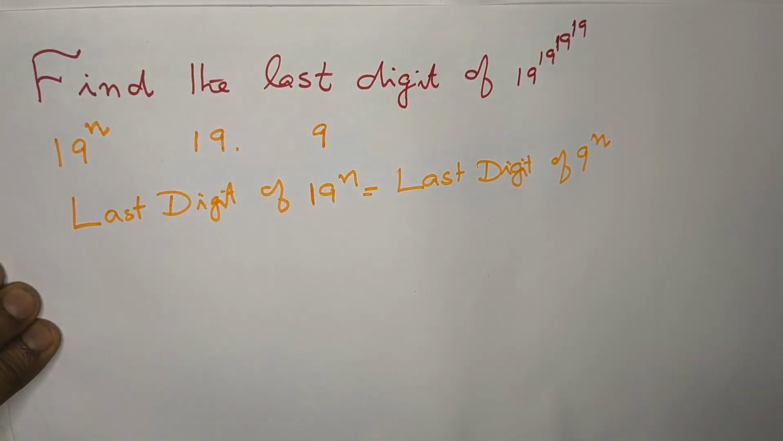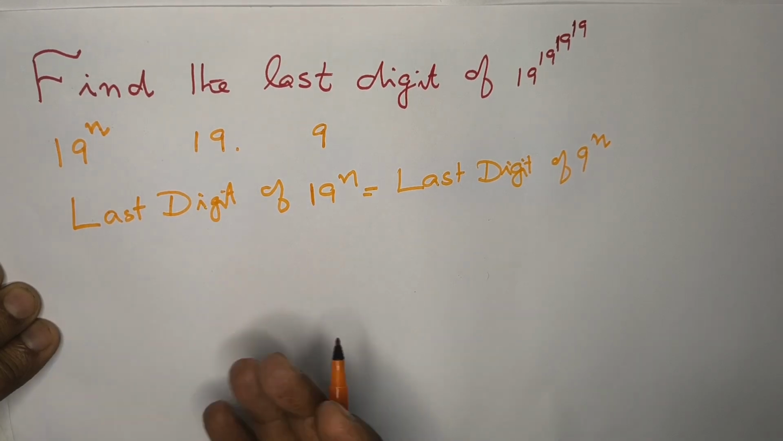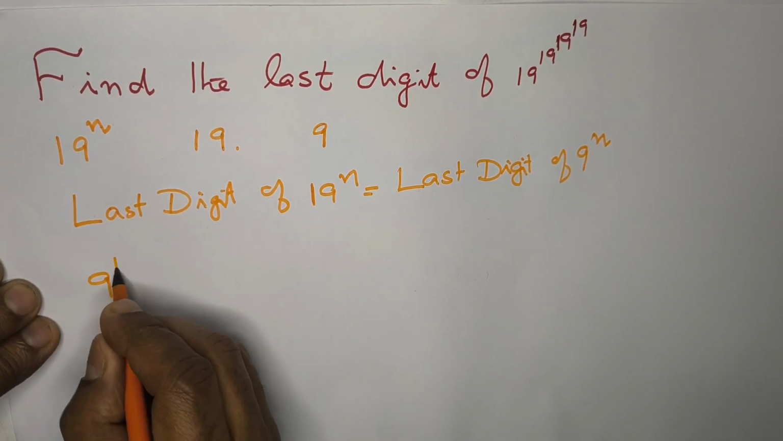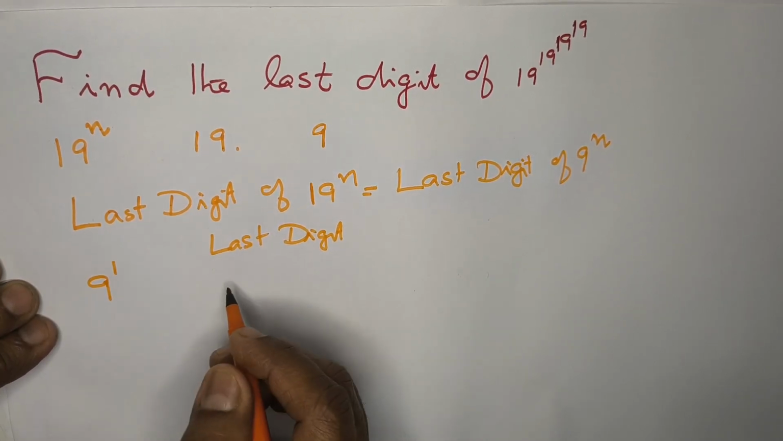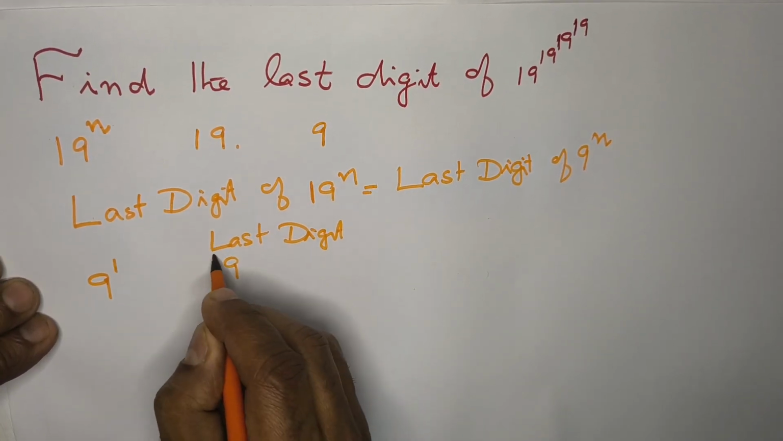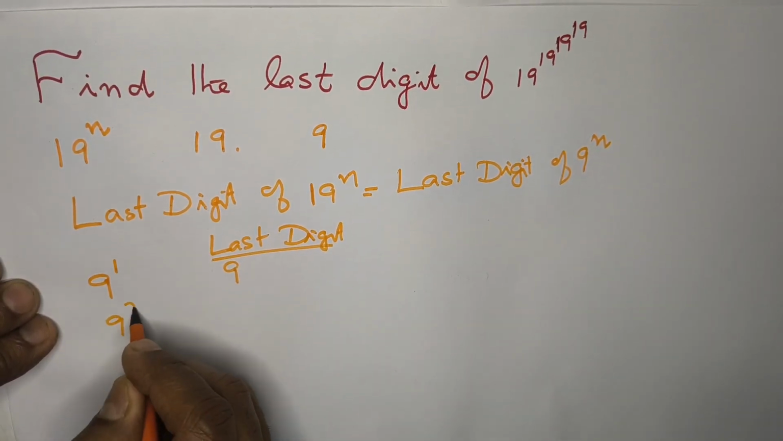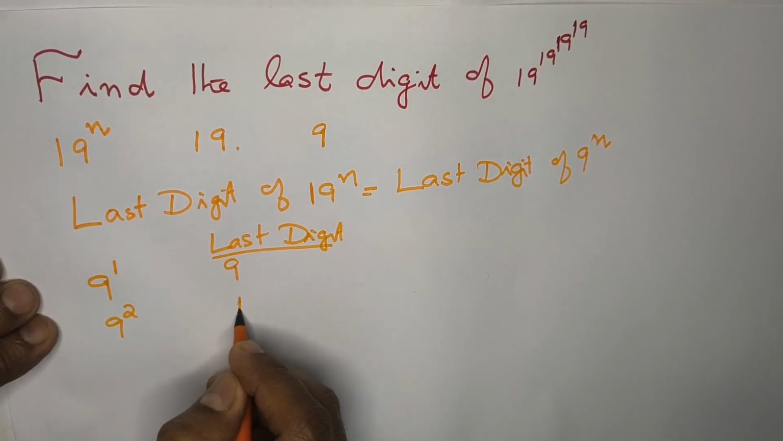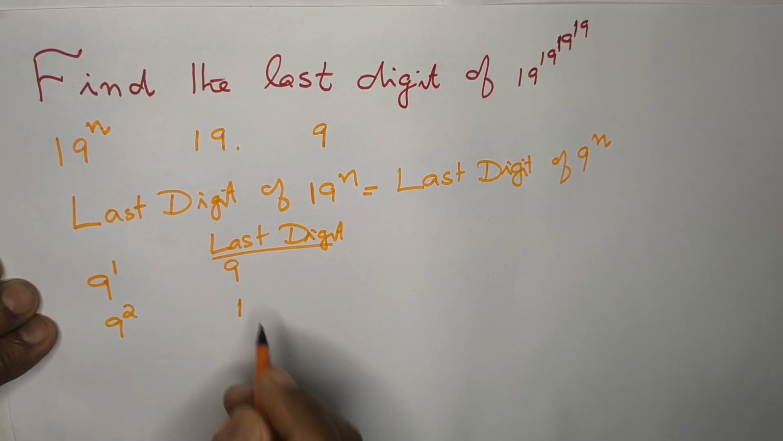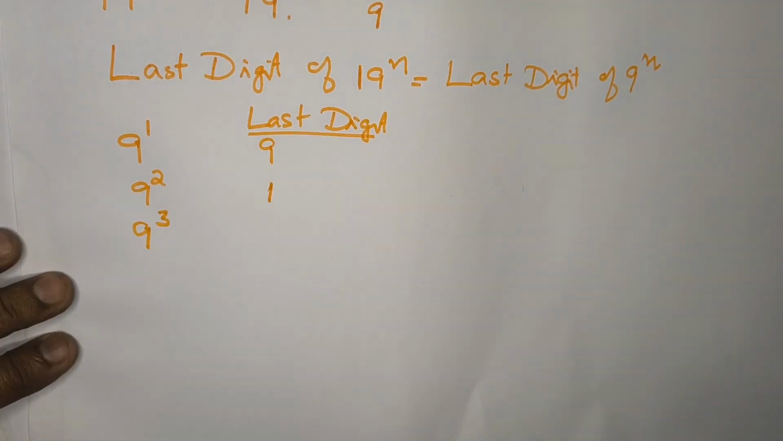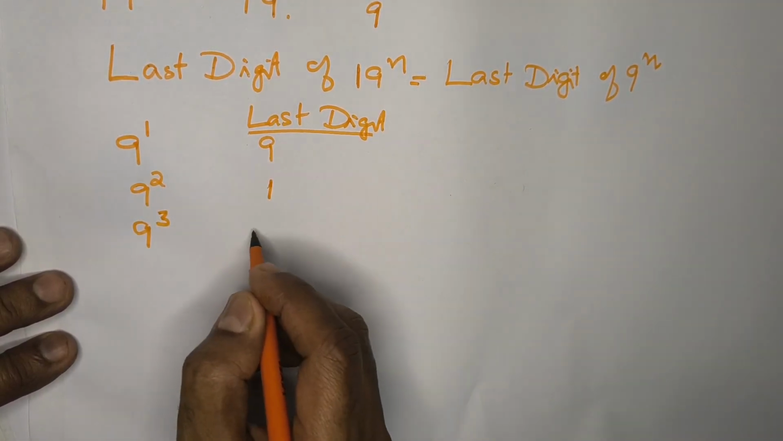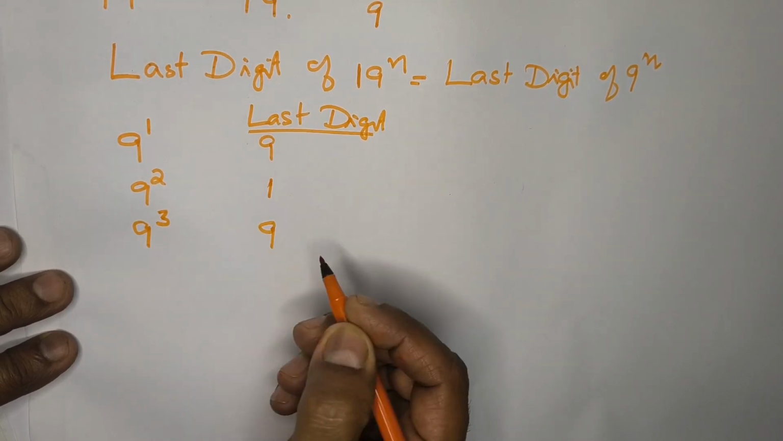Now, secondly, we will look at a few powers of 9. For example, if you take 9 power 1, what will be the last digit? 9. For 9 power 2, what will be the last digit? As you know, this is 81. So the last digit is 1. We continue this. 9 power 3. We know that 9 power 3 is 729. So 9 is the last digit.